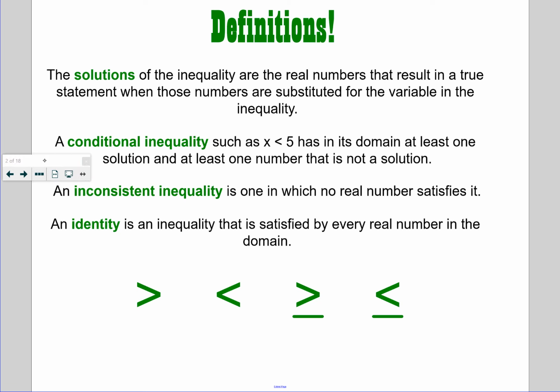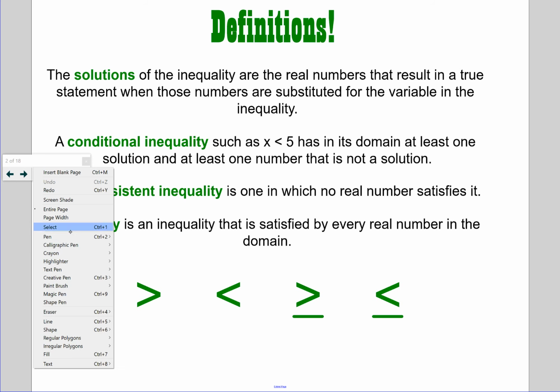Again, we're going to start out with some definitions today. In an inequality, the solutions are all real numbers that result in a true statement. That means because we're going to have symbols like greater than or less than, and there could be multiple numbers that make something larger or smaller than something else, we're going to have a range of solutions for answers. If you want to check them, just like any other equation or system, you can substitute that solution back in for the variable and see if you get a true statement.